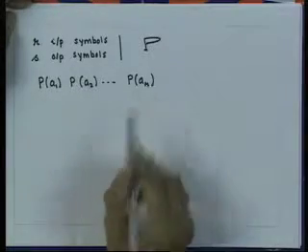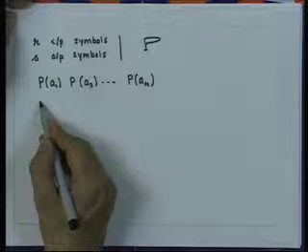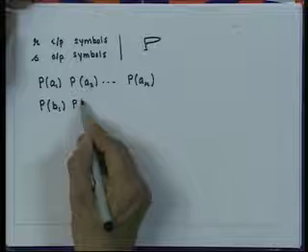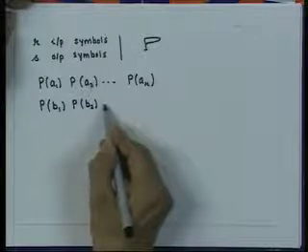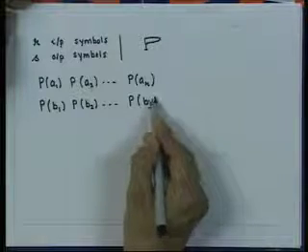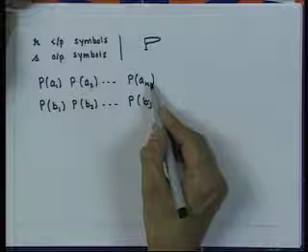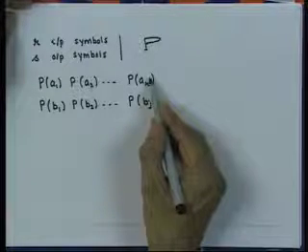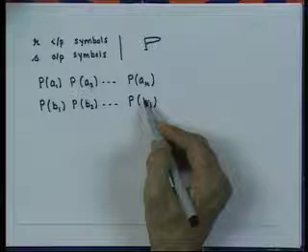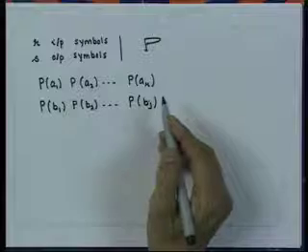Then the output symbols will appear according to some other set of probabilities, and let us indicate that set as P(B1), P(B2) up to P(BS). Now the relationships between the probabilities of the various input symbols and the probability of the various output symbols can be easily derived. So let us do that.